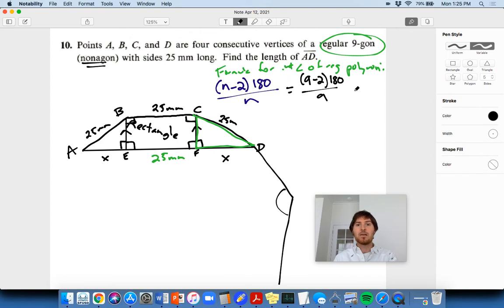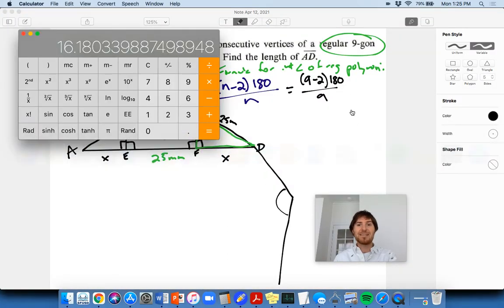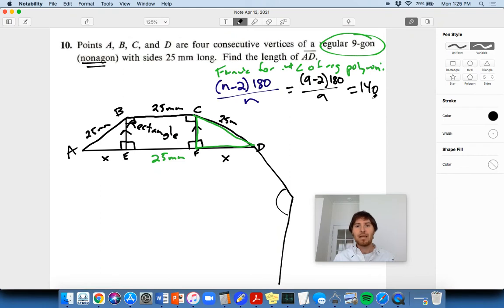So we've got to figure out what that equals, and that's 9 minus 2, so that would be 7, times 180. So the interior angle sum is 1260. We divide that by 9, because a nonagon has 9 sides, so it's going to have 9 angles. We get 140, so all these interior angle measurements equal 140.